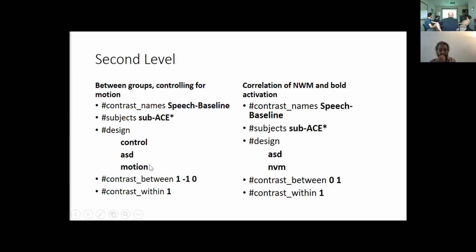Okay, so these are just my within group analyses, and then for my between group, I include control, ASD, and motion, which is centered across both of those groups. So it's control, ASD, and controlling for motion. This one, what I was intending to do was this: every member of the ASD group has this novel words per minute number, and no members of the control group have it. So my question was, within the ASD group, is novel words per minute correlated with fold activation? So that's what I was trying to get at here.